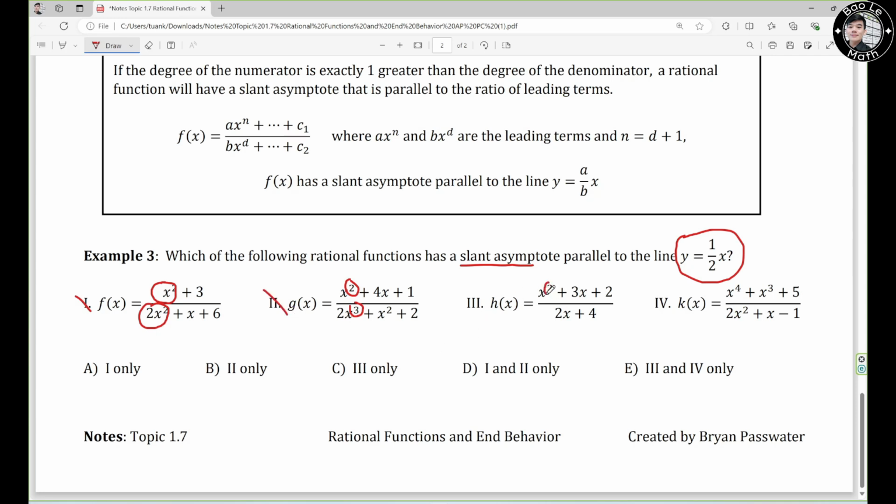The degree on the top right here is 2, and the degree on the bottom is 1. So this actually has a slant asymptote, because the top is greater than the bottom by 1 unit. So the answer must be this guy. And the last one: the degree on the top is 4 and the degree on the bottom is 2. The degree on the top is 2 units greater than the degree on the bottom, so this does not have a slant asymptote. So the answer must be the third one, which is C.